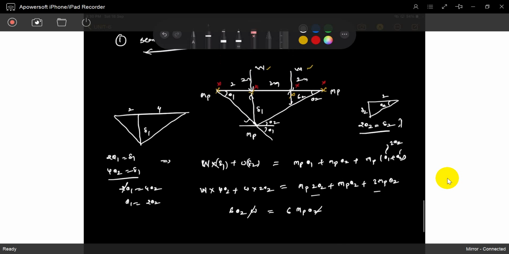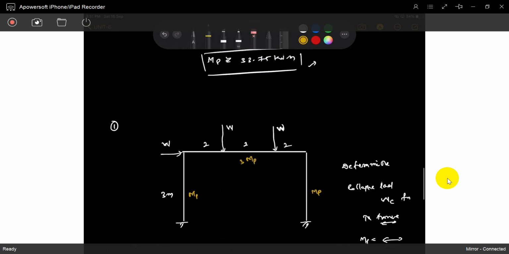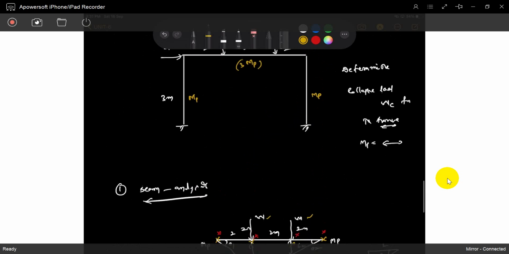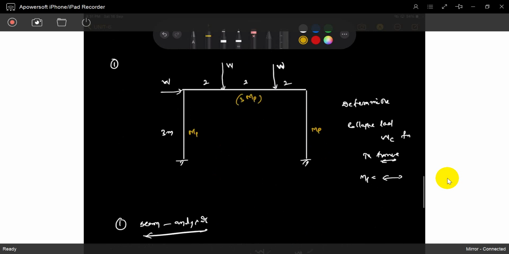Where is it missing? Okay, one thing is missing. What is missing? See, this is 3 MP. I missed that value. Okay, this is 3 MP. So we have to take in this value and this value and this value. It is the junction between MP and 3 MP.